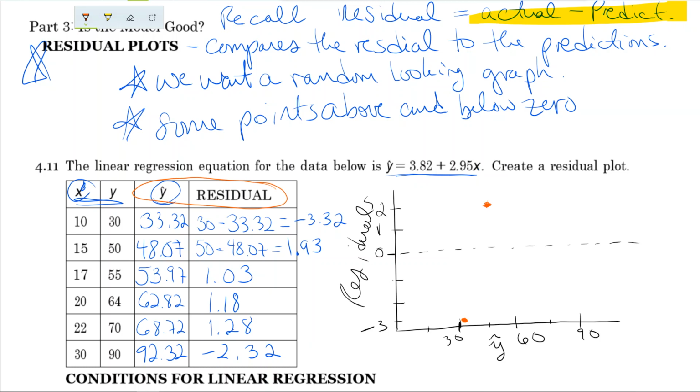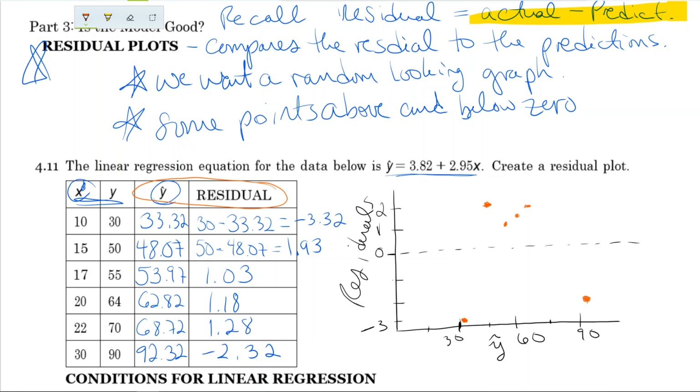And then at 53, almost at 60, we get 1.03, so I'll put that right there. And then at 62, we're just a little bit bigger than that. And then at 68, almost at 70, so this is going to be the 75 mark, so I'm going to put it here-ish. 1.28, so a little bit higher. Here we go. And I'm eyeballing this. When we make Minitab do this for us, it's going to be a much better graph. And then at 92, we're at -2 1/3. So I'm going to call that here.